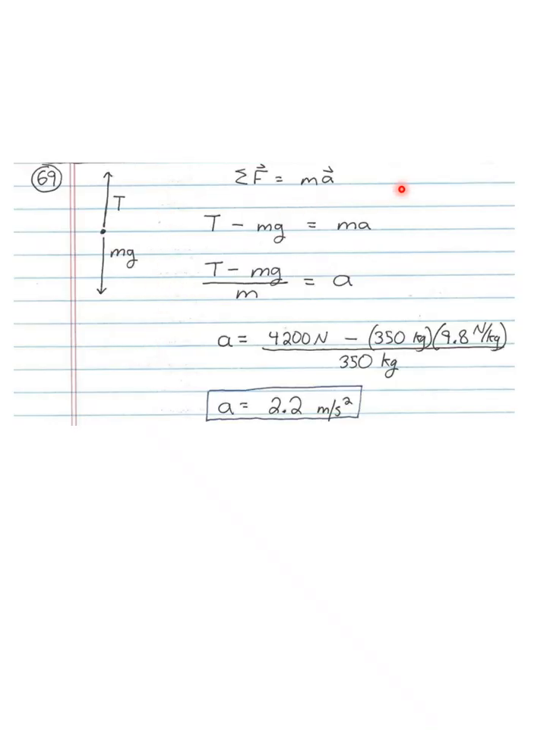We'll do F equals ma. We only have to invoke the y direction. So the upward force tension minus the downward force mg equals ma. And we're going to solve for acceleration. We just divide both sides of the equation by m. So now we get acceleration is 4,200 newtons, which is the maximum tension, minus mass times g, divided by the mass, and we get 2.2 meters per second squared. So given the maximum tension, this is the maximum acceleration.